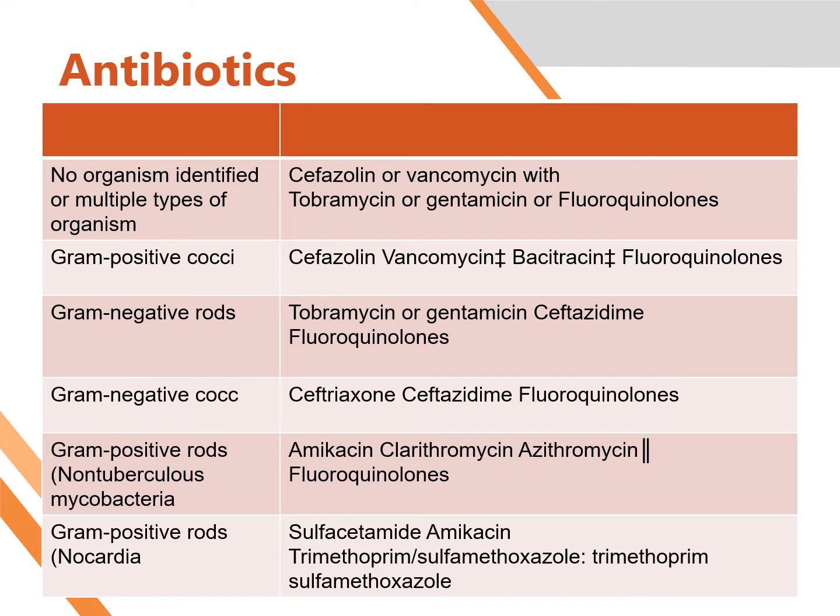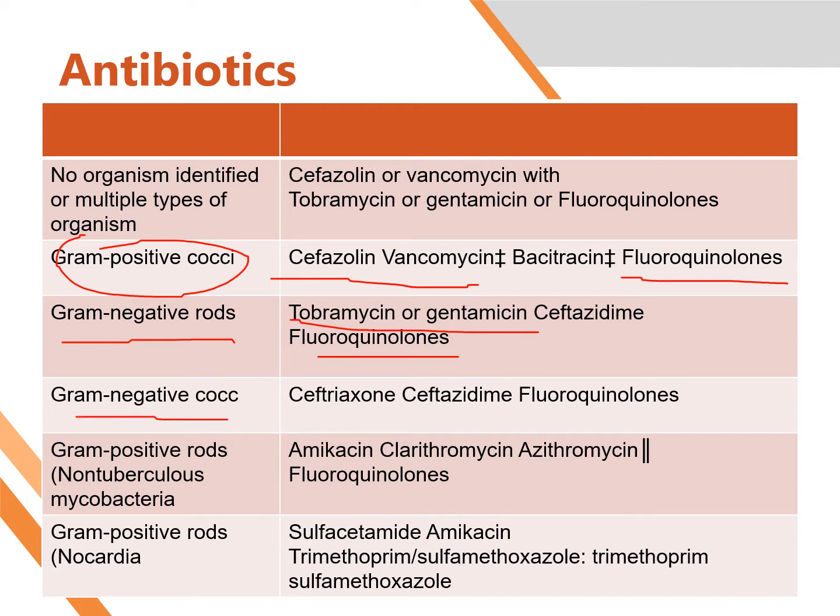What antibiotics? Mostly we use broad spectrum antibiotics. If you are suspecting gram-positive cocci, which are involved in most of the ulcers, then we use cefazolin, vancomycin, and fluoroquinolones. For the gram-negative rods, tobramycin or gentamicin or fluoroquinolones, and for the gram-negative cocci, ceftriaxone, ceftazidime, and fluoroquinolones. So these are the various broad-spectrum antibiotics which are commercially available, and we treat most of the ulcers with them.